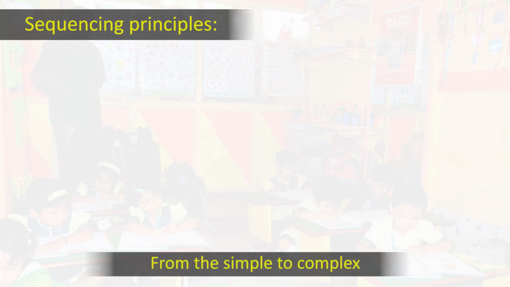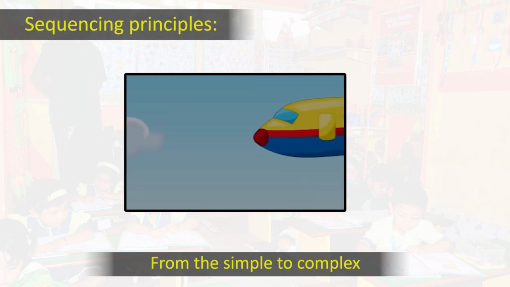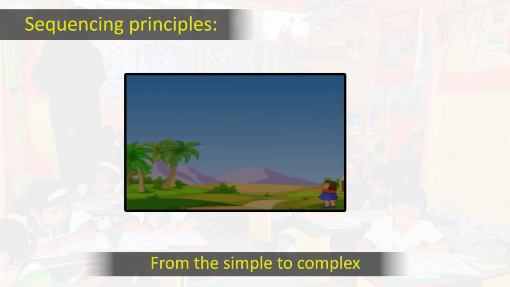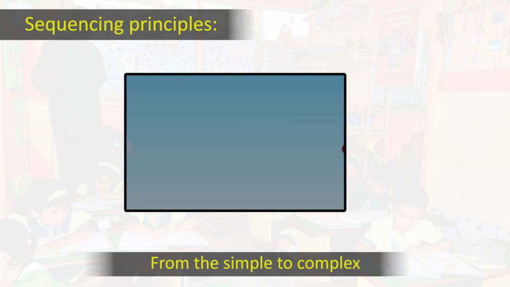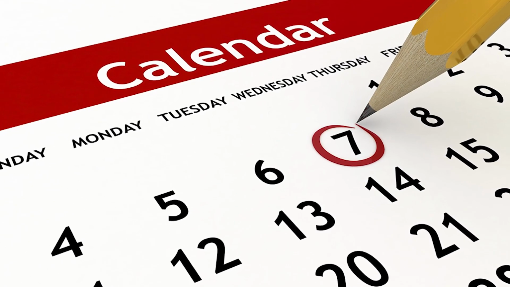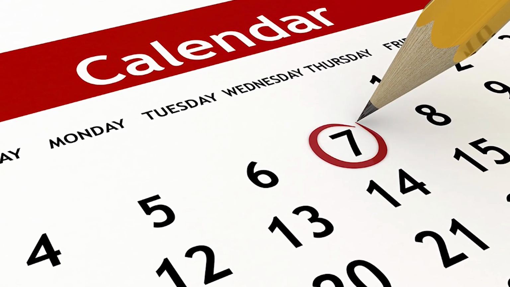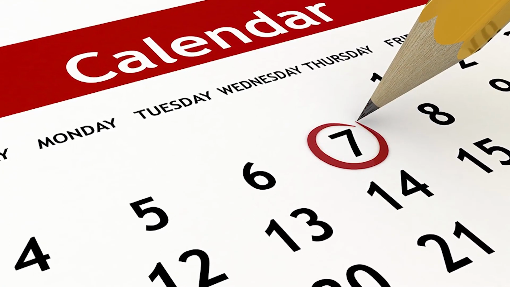From simple to complex. Start with simple ideas and then move on to the more complex ones. A child will understand that aeroplanes fly through the air, but they will take time to understand the complex concept of what makes the aeroplane fly through the sky. Use a calendar for the year to mark the school and national holidays and any other important community events.